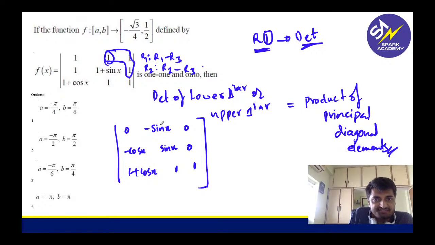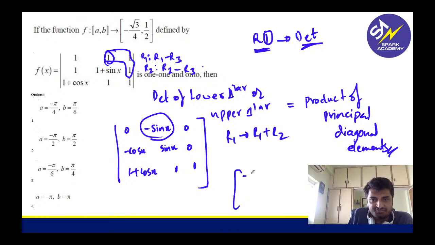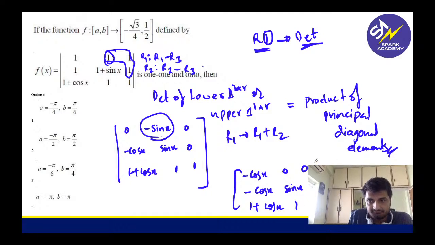Now we still need this element also as 0, right? So how do I get this element as 0? I will do R1 becomes R1 plus R2. So what am I doing? 0 minus cos x is minus cos x. Minus sin x plus cos x is 0. So this is 0, this is minus cos x, this is sin x, this is 0. 1 plus cos x, 1, 1.